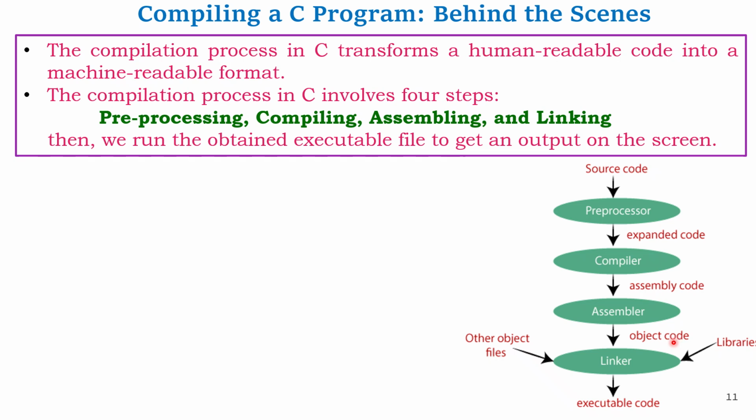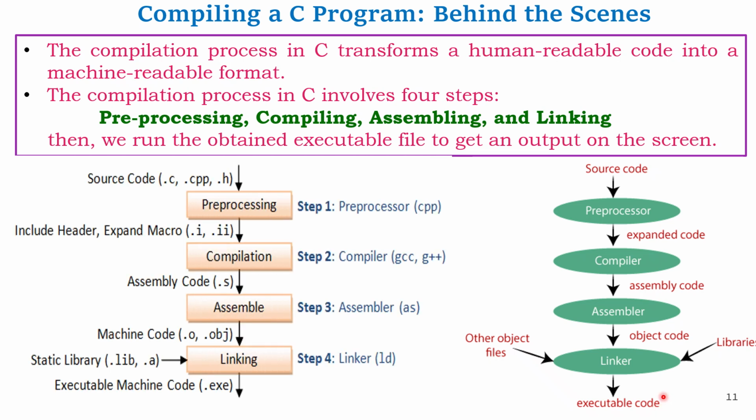This object code is then used by the linker. In other words, the linker is responsible for combining multiple object files and creating one single object file. The extension of that file is .exe, or you call it an executable code.